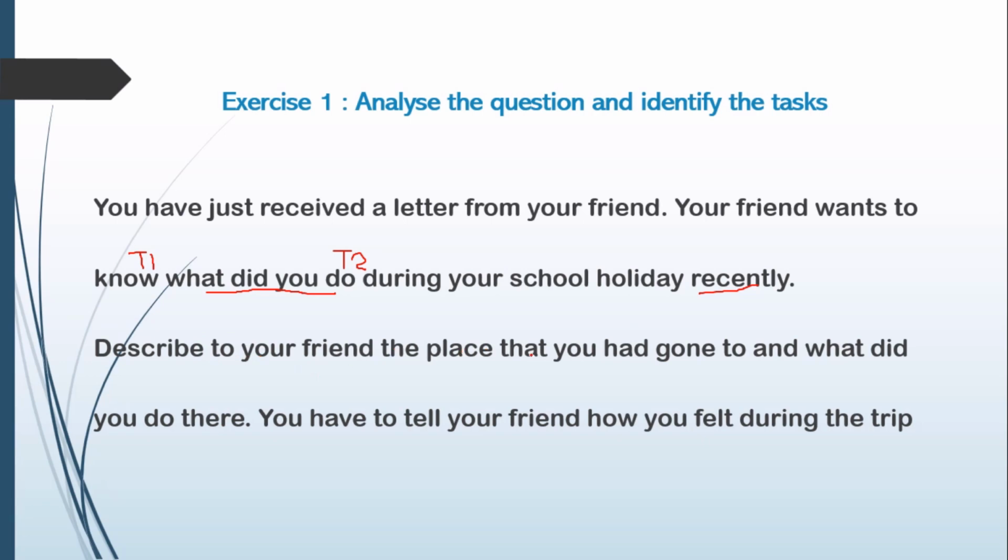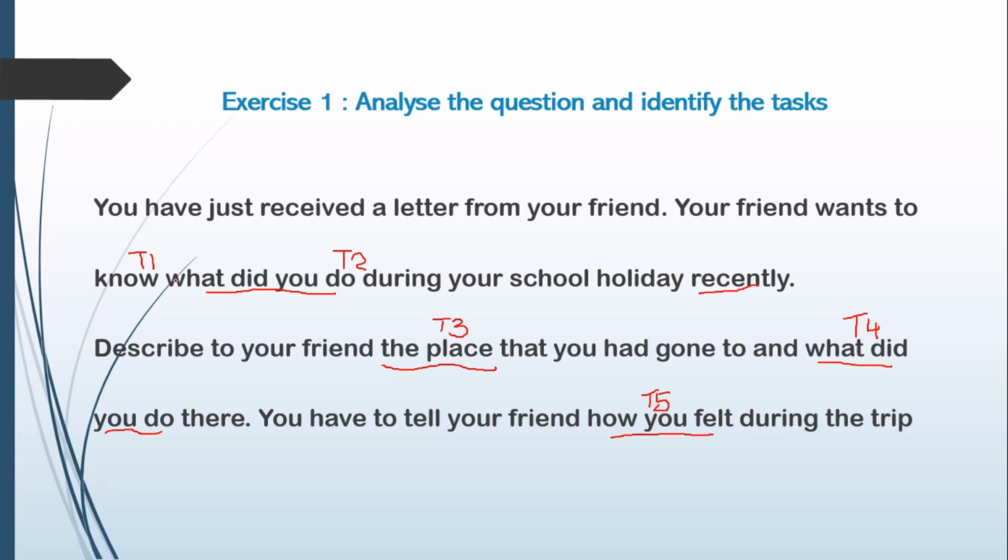Describe to your friend the place that you had gone to. So you had gone to the place. What place is this? So this is task number 3. And then what did you do there? Task number 4. And of course you have to tell your friend how you felt during the trip. So task number 5.